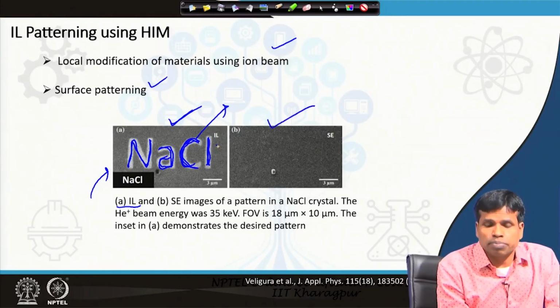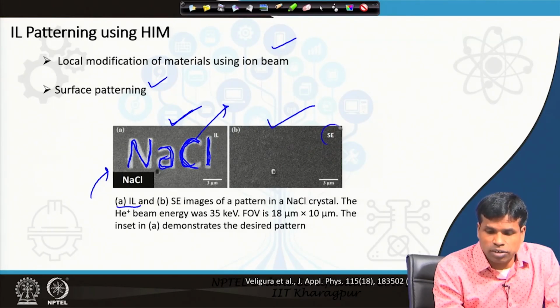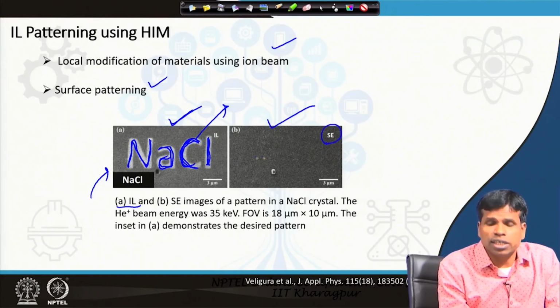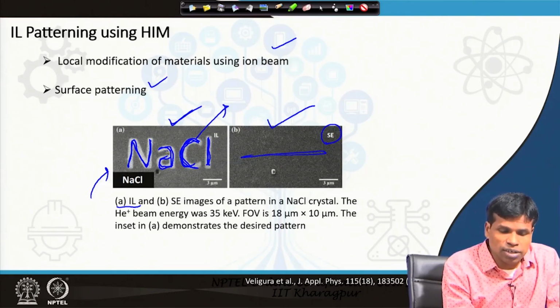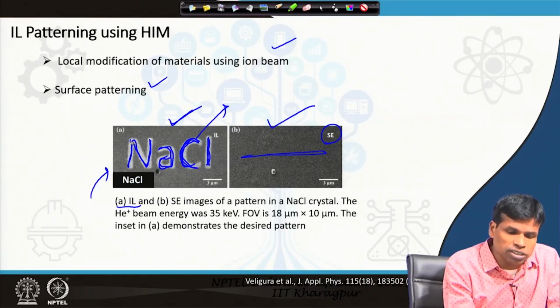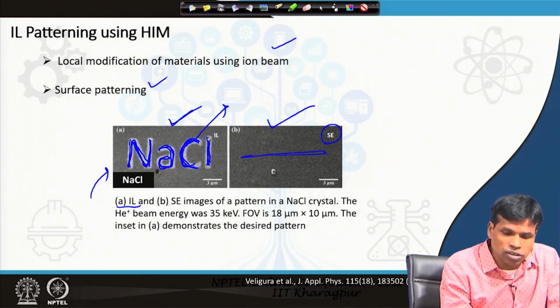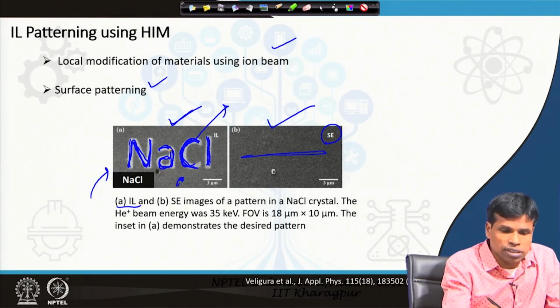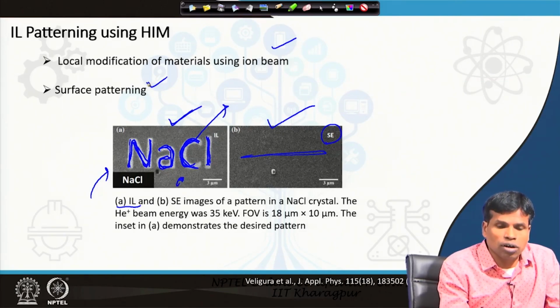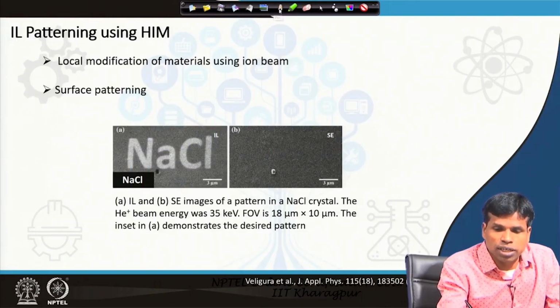This is a completely flat surface. Here this is a secondary electron image. You see there is no change in the darkness or brightness contrast. So, it is uniform, there are no changes, but here you see the clear difference in the ion luminescence, because though this is flat, these regions have a different defect concentration compared to other regions, therefore giving a different contrast. This is nothing but surface patterning or local modification of the surface using helium ions.